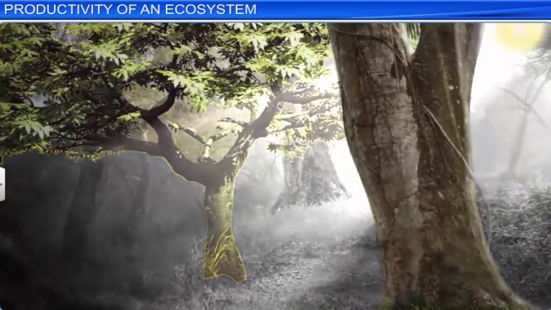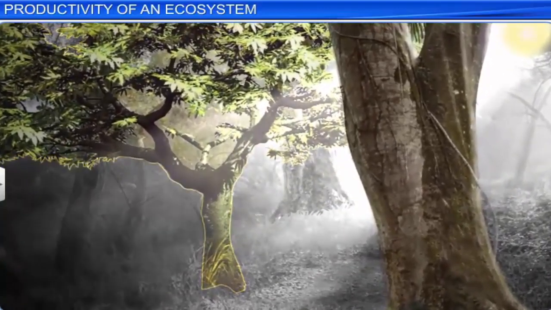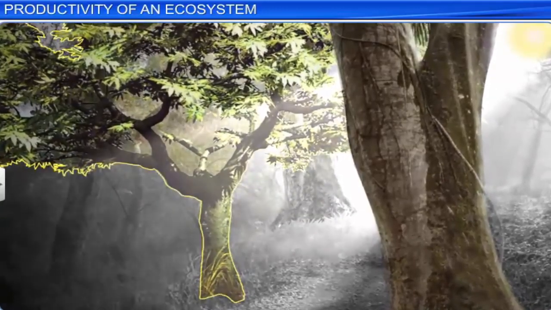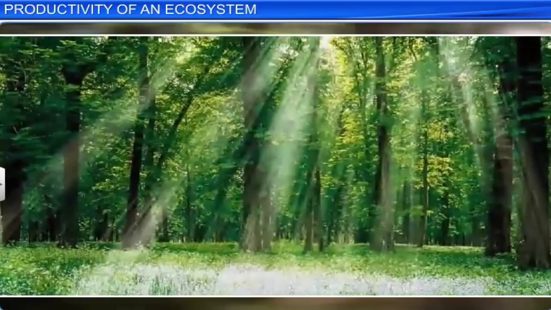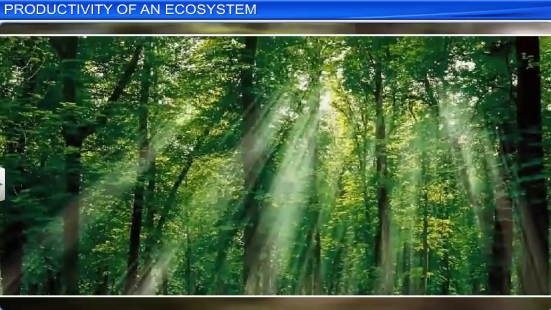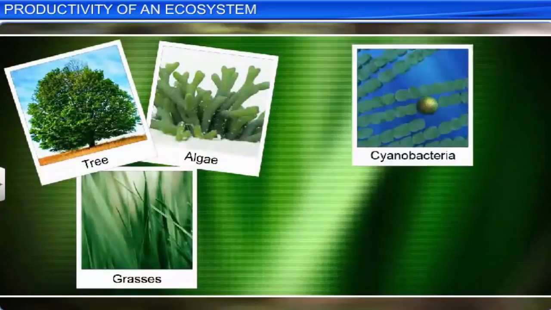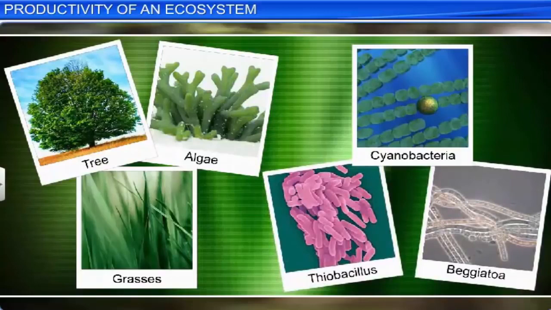Primary producers are organisms that can produce biomass from inorganic substances. They typically include photosynthetically active organisms such as plants, cyanobacteria or blue-green algae, and other unicellular organisms.